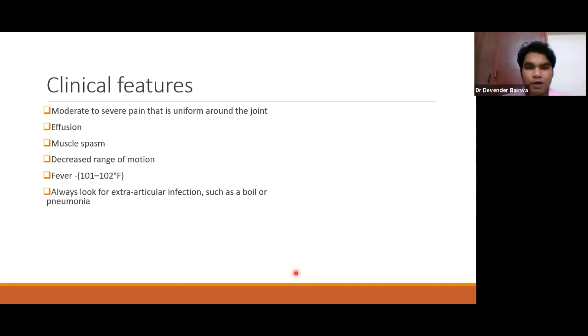So generally there will be a boil or pneumonia or GI infection, or there can be UTI. So these kinds of infections will be there in these patients. If you look at these patients' blood workup, they will have neutrophilic leukocytosis with a left shift. There will be raised ESR, raised CRP.